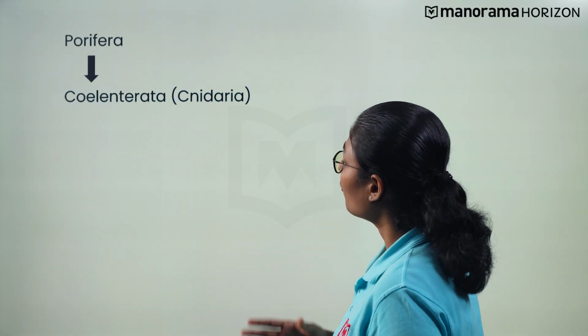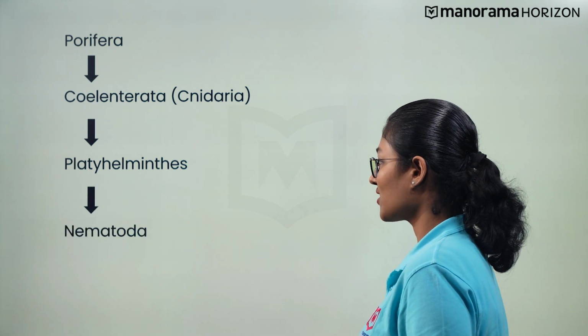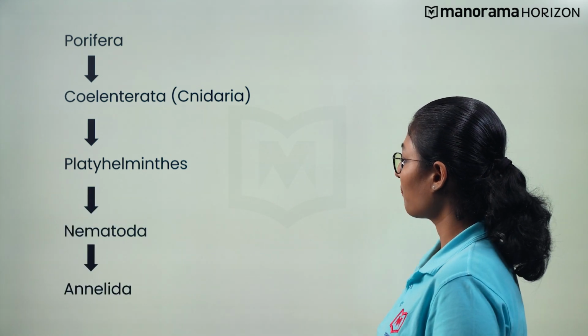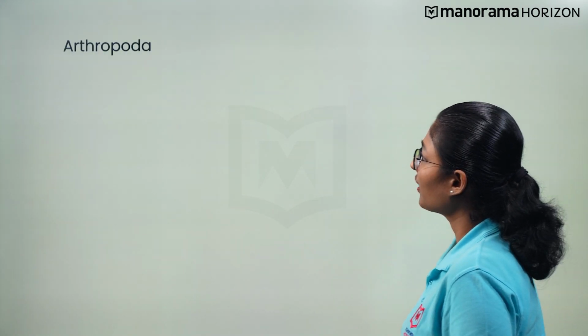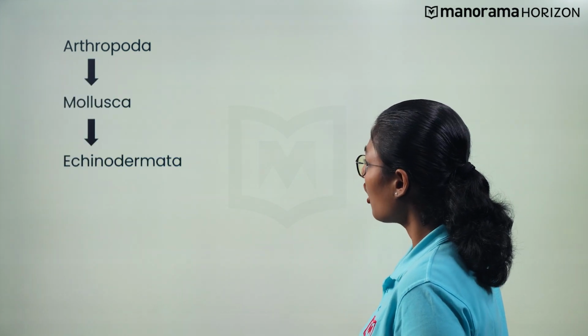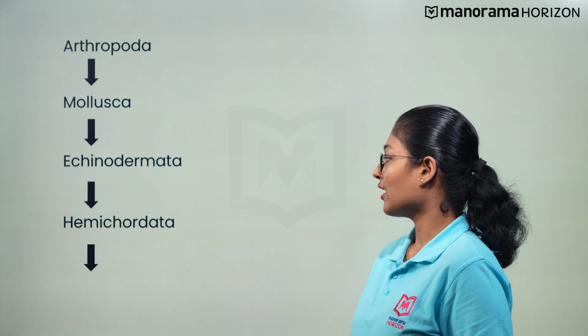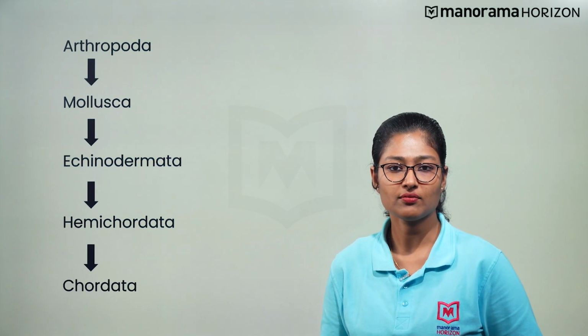Before learning about the respiratory organs, let us first recall the biological classification of living organisms from lower to higher complexities. Porifera, followed by Coelenterata or Cnidaria, followed by Platyhelminthes, followed by Nematoda, then comes Annelida and Arthropoda, next Mollusca, followed by Echinodermata, followed by Hemichordata, and finally Chordata.